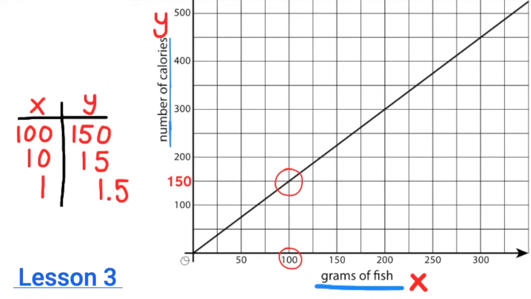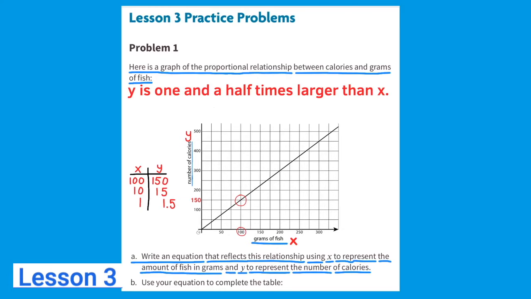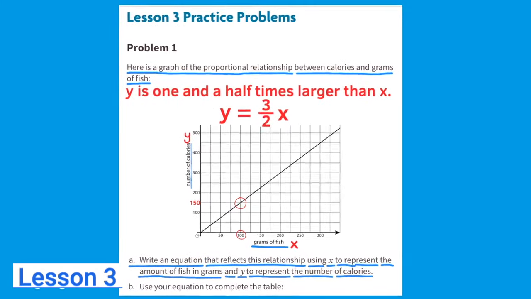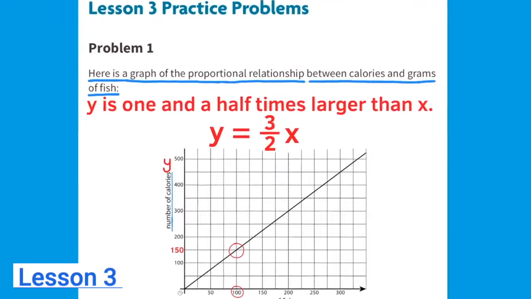Look at the last example. When x is 1, y is 1 1/2, or 1 5/10. That's another example showing that y is 1 1/2 times larger than x. So an equation that could represent that would be y equals 1 1/2 times x, or 1 5/10 times x, or y equals 3/2 times x.